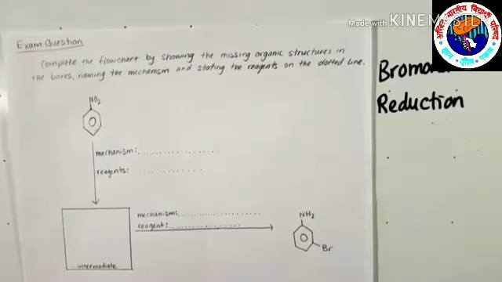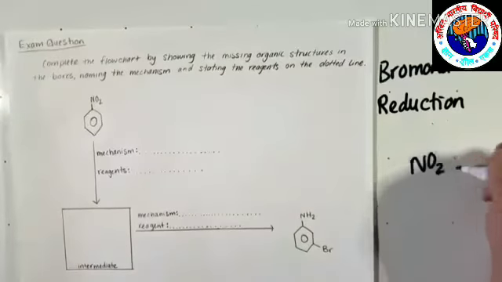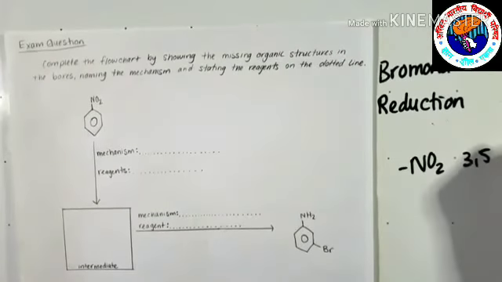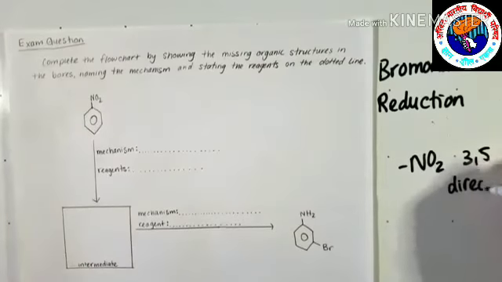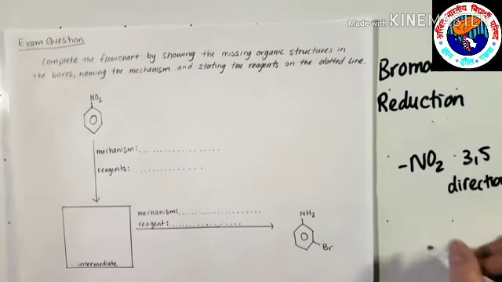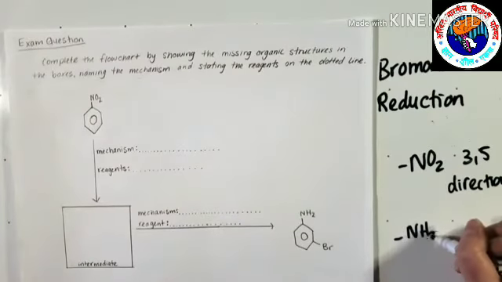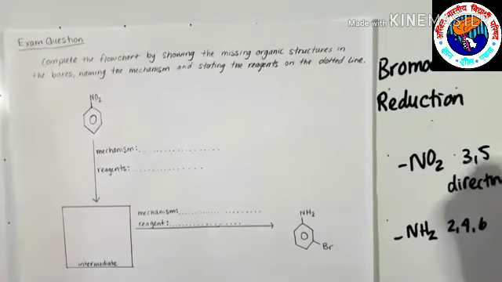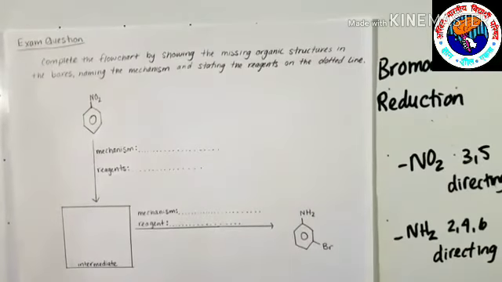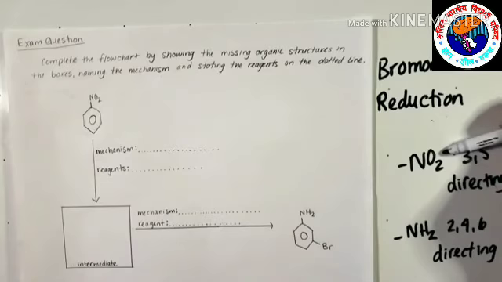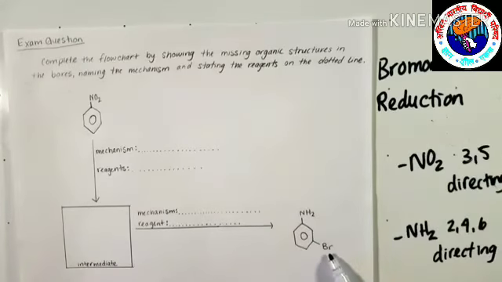So if we think this through, we know NO2 is a 3,5 directing and we know NH2 is a 2, 4, 6 directing. The bromine has been added to the 3rd carbon. So we need a 3, 5 directing group, which means for the bromination we needed to have an NO2 on our benzene ring for that bromine to end up on the 3rd position. So our first step is going to be a bromination.